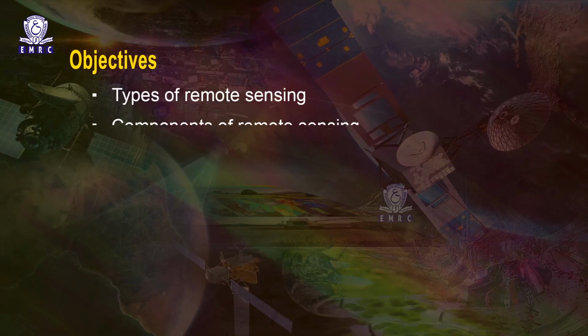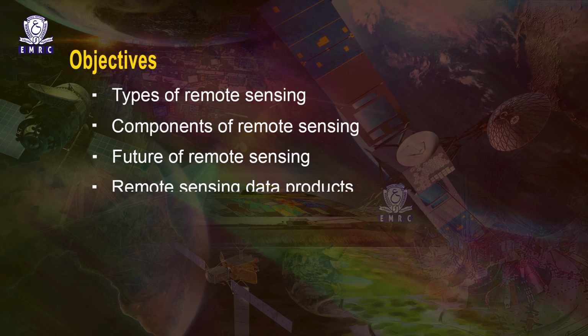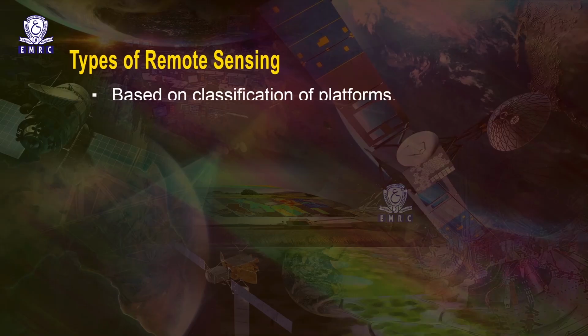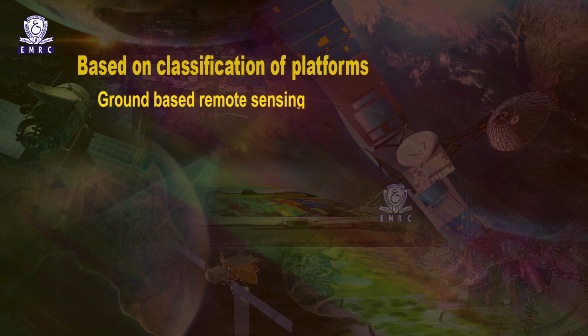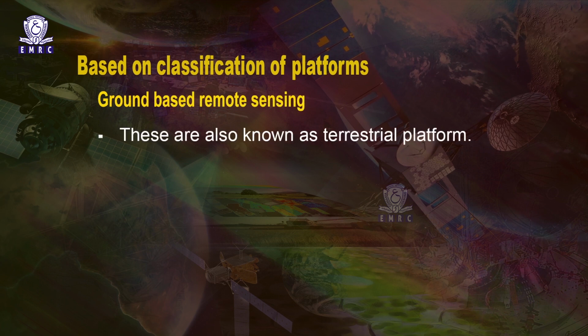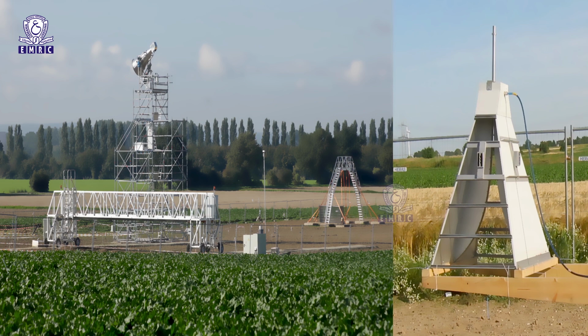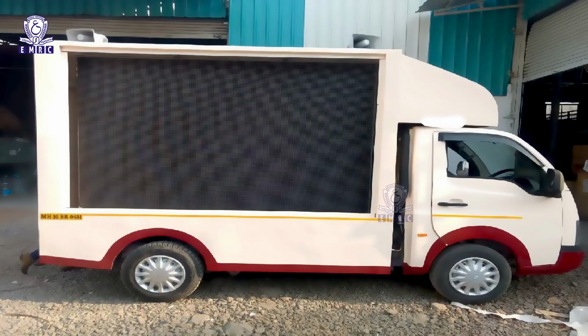In this chapter, we will discuss types of remote sensing, components of remote sensing, and the future of remote sensing data products. Types of remote sensing. Remote sensing can be categorized into various types based on different parameters. Based on classification of platforms, remote sensing can be divided into ground-based remote sensing. These are also known as terrestrial platforms because they remain in contact with the ground. During the measuring of the Earth's surface, the platforms are on the ground surface, including mobile van mounted sensors.